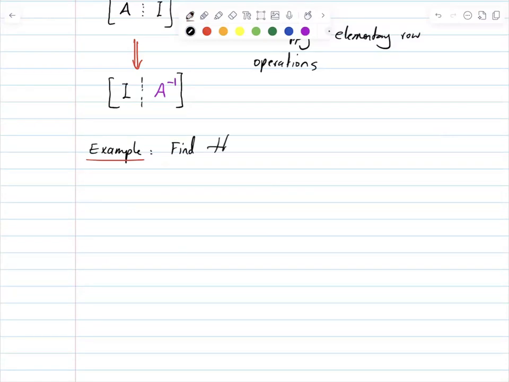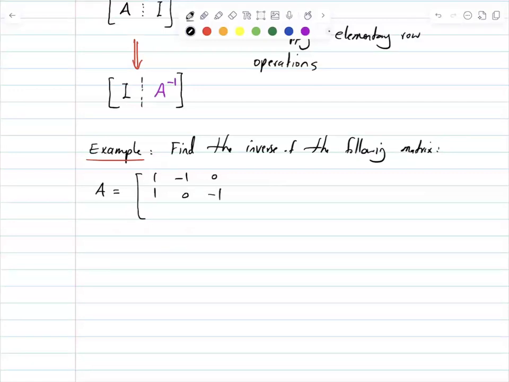Find the inverse of the following matrix. So here I'm going to give you matrix A that has the following entries: 1, negative 1, 0, 1, 0, negative 1. Then you have negative 6, 2, and 3. So this is a 3 by 3 matrix, am I right? A matrix of order 3.